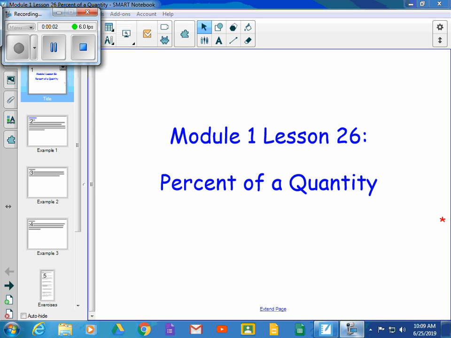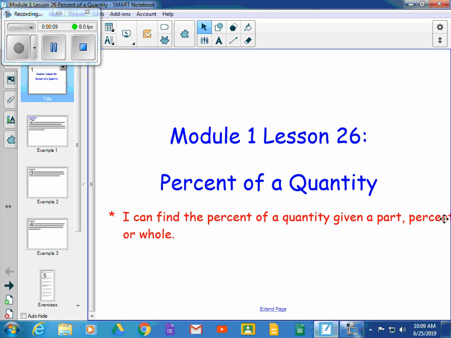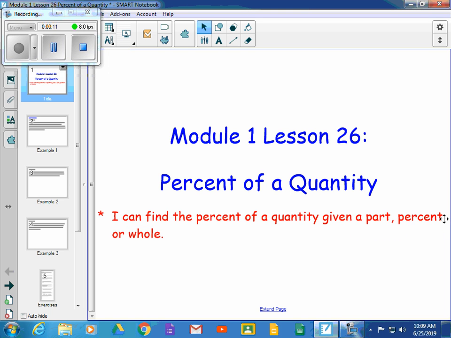This is Module 1, Lesson 26, titled Percent of a Quantity. The goal of this lesson: I can find the percent of a quantity given a part, a percent, or a whole. As always, pause the video at any point, rewind and watch parts again if you need to, and make sure that you take good notes throughout.